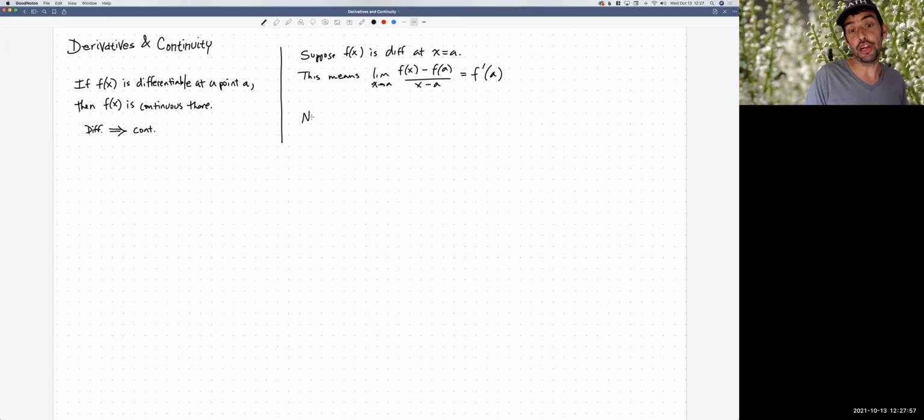So we need to show that with this information, f is continuous at a, which is to say the limit as x goes to a of f of x is equal to f of a.